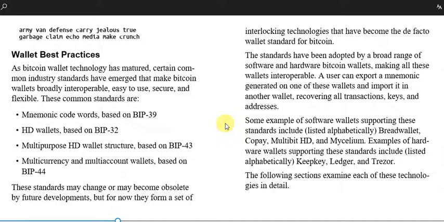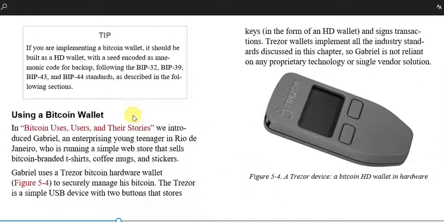The standards have been adopted by a broad range of software and hardware Bitcoin wallets, making all these wallets interoperable. A user can export a mnemonic generated on one of these wallets and import it in another wallet, recovering all transactions, keys, and addresses. Some examples of software wallets supporting these standards include, listed alphabetically, Bread Wallet, Copay, Multibit HD, and Mycelium. Examples of hardware wallets supporting these standards include, listed alphabetically, KeepKey, Ledger, and Trezor. The following sections examine each of these technologies in detail.